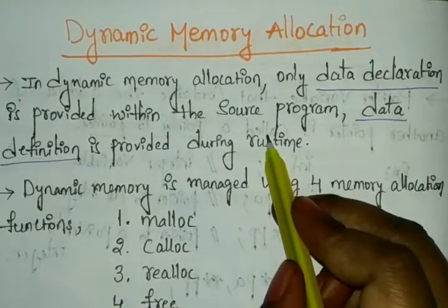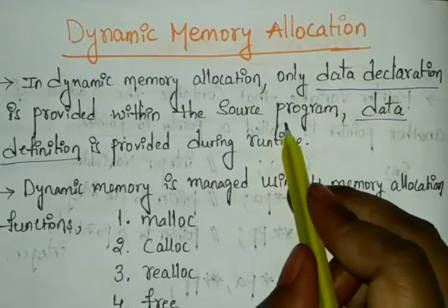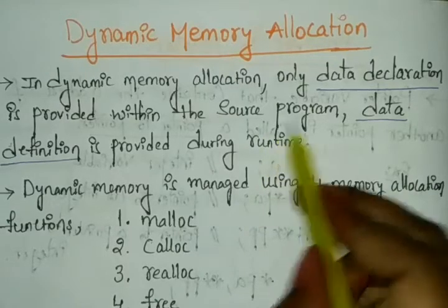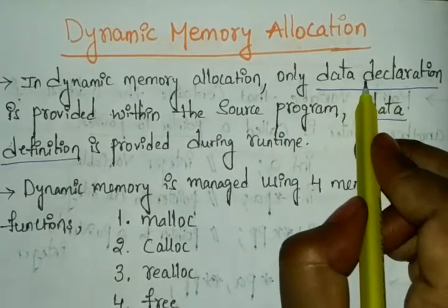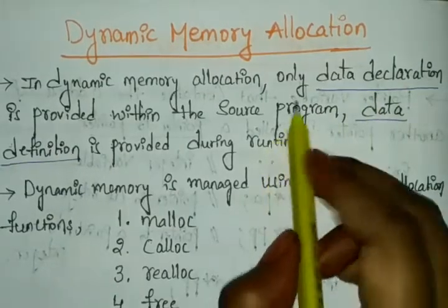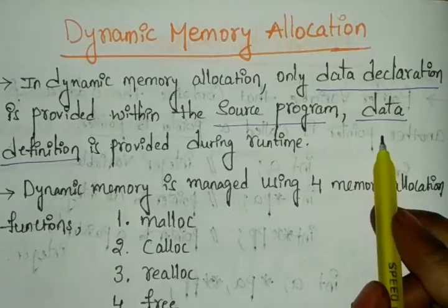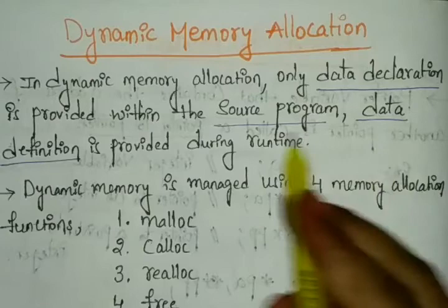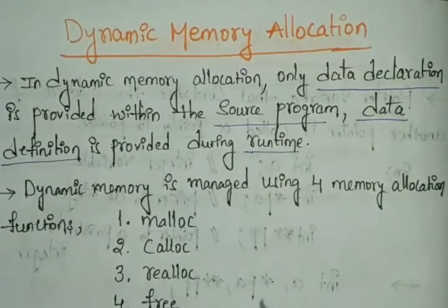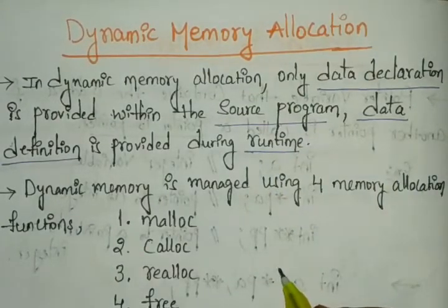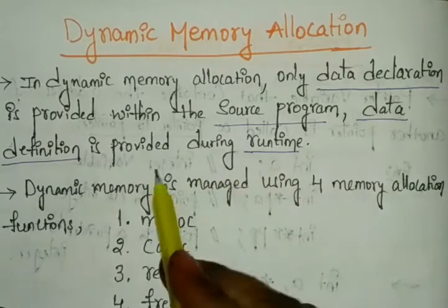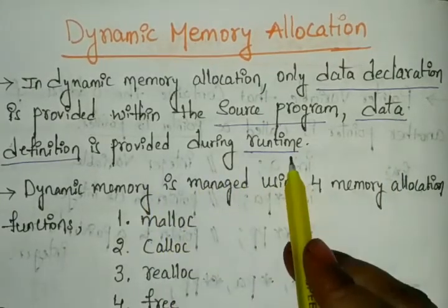Whatever the user is writing as the program, we can call that the source program. So at the declaration point, we have the source program. And whenever you are giving the data definition for the program, it can be run at runtime. After writing the program, we do the compilation. After the compilation, we do the runtime process, right? So the data definition can be done at runtime.